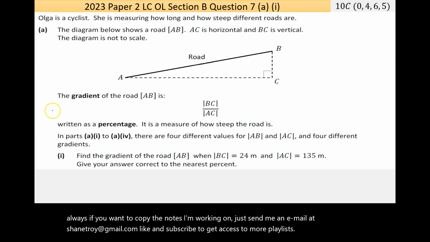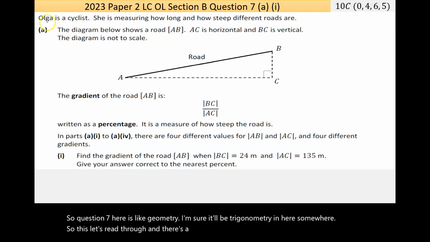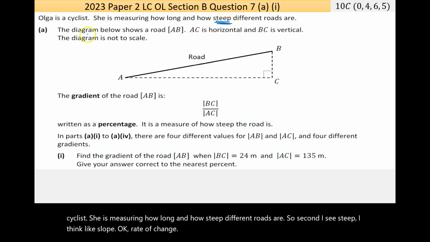So question 7 here is like geometry. I'm sure there'll be trigonometry in here somewhere. Let's read through it. There's a 10 marker for the first part here. It says Olga is a cyclist. She is measuring how long and how steep different roads are. So when I see steep, I think slope, rate of change. So there could be differentiation here.